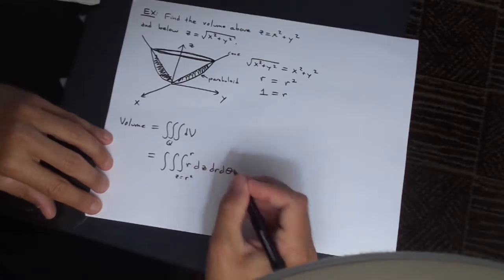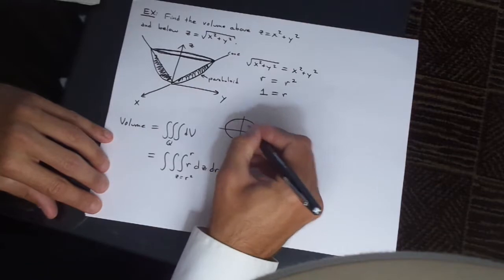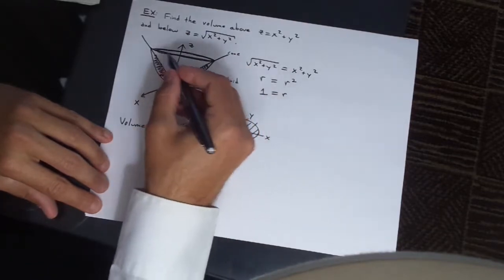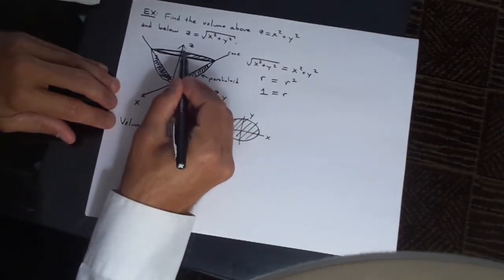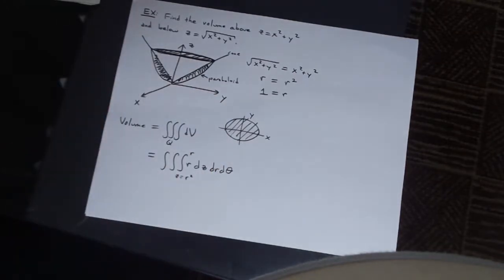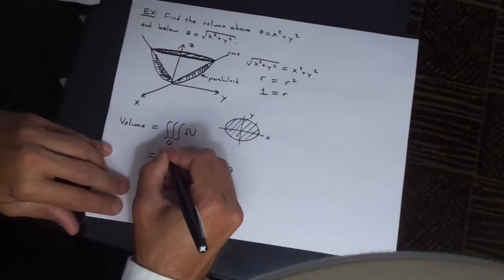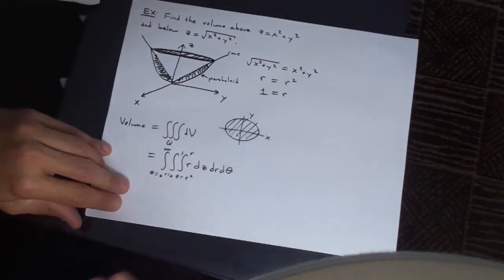And then don't forget that when we're converting to cylindrical coordinates, we have to pay this price, r dr d theta. If I just look in the xy plane, the region of integration is just going to be basically the projection of this circle. You see, this is just a disk right here at the intersection of the cone and the paraboloid. It just intersects in a circle, and the full circle would have theta from 0 to 2 pi, and it would have r from 0 to 1.